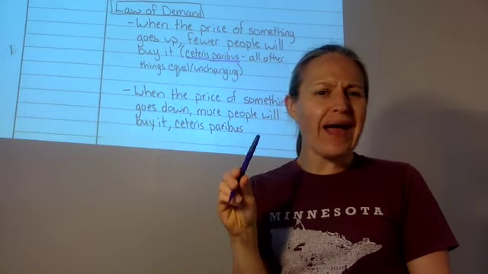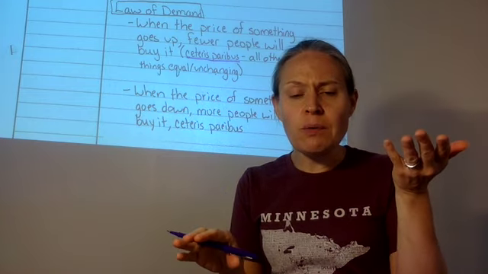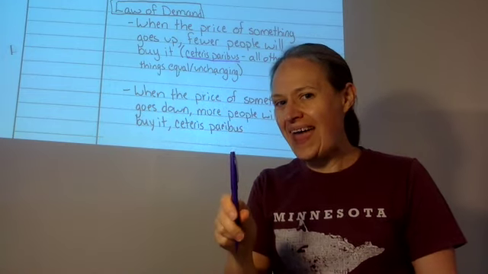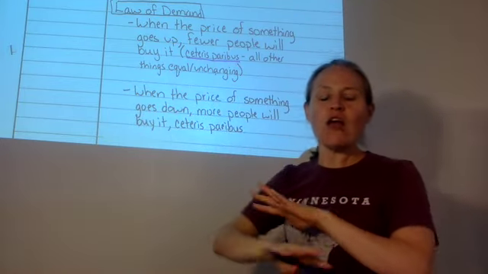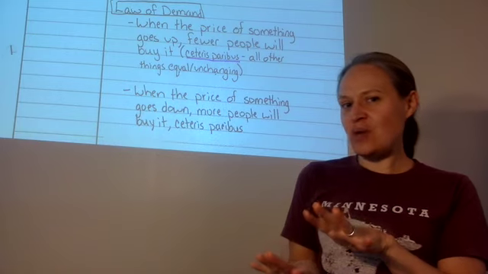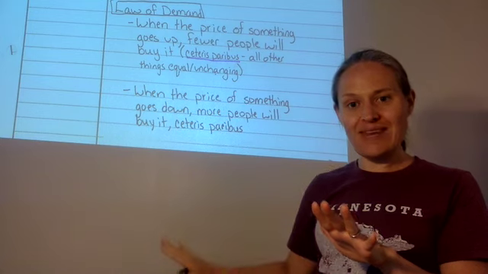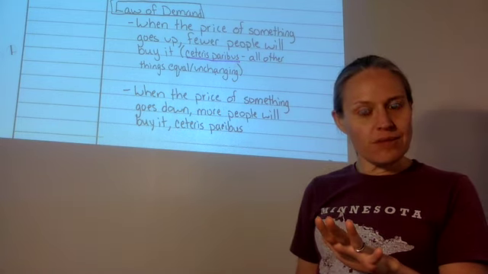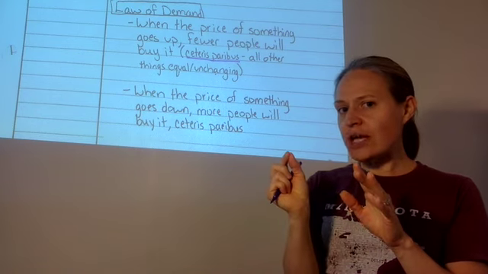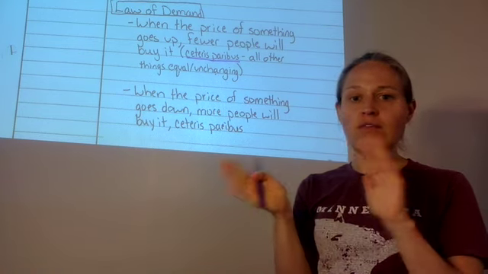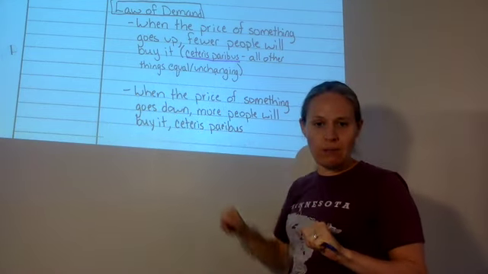But can you find some examples out there where the price goes up of something, but fewer people will buy it? Yes, you can. But when we add this phrase, ceteris paribus, it means that the only thing changing in this situation is the price. If everything else remained the same, then this statement will be true. If only the price changed, then fewer people will buy it. And then down here, if the price goes down, more people will buy it.